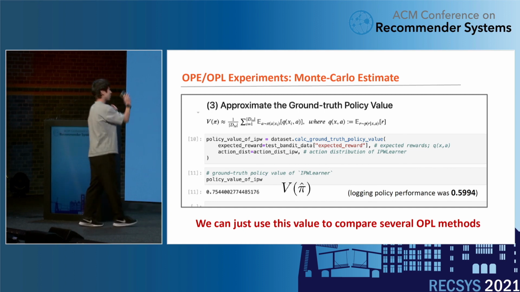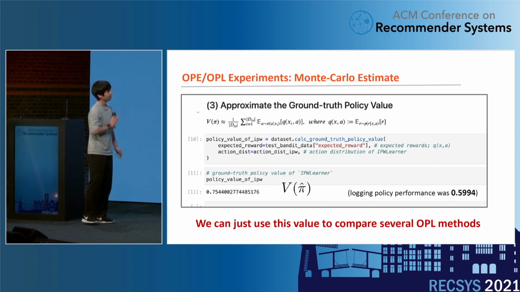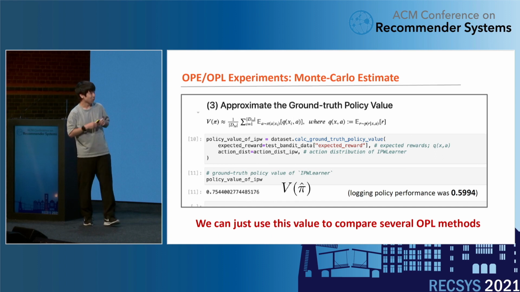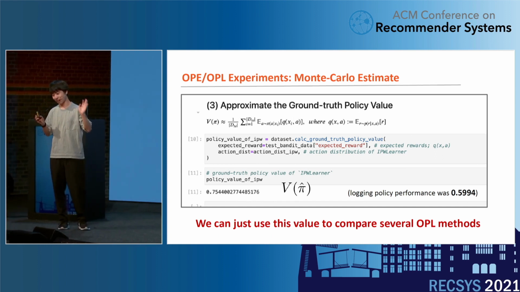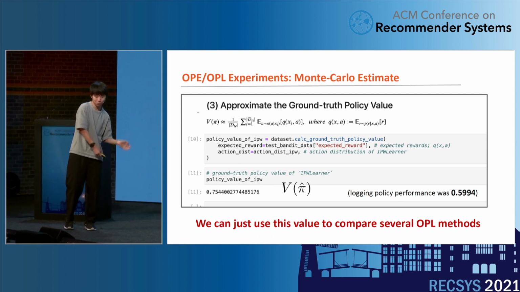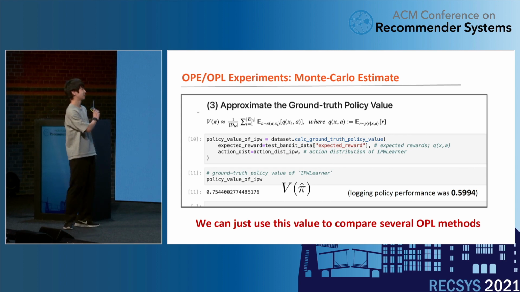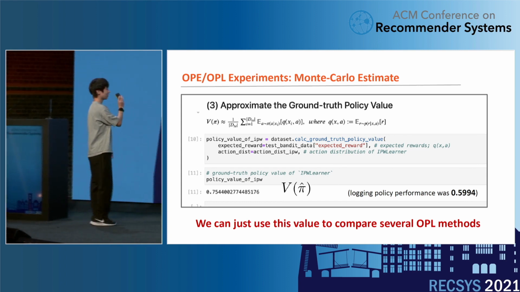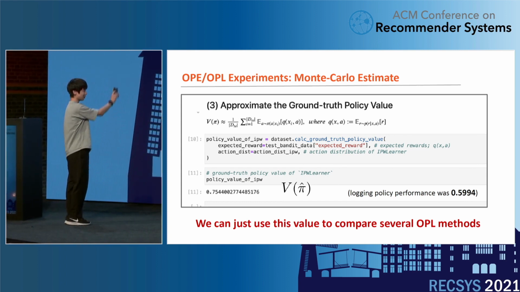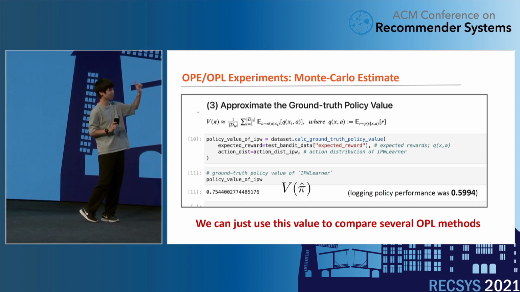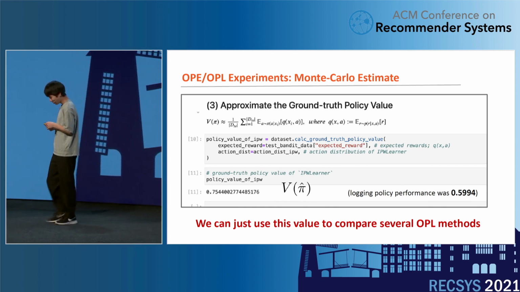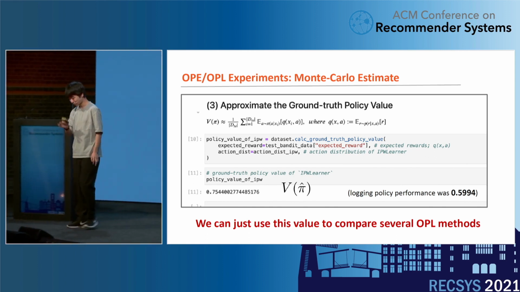Right after that, what we have to do is to very accurately approximate the ground truth policy value of the trained policies. We can do this because we now know the expected reward function, or the data generating distribution of the synthetic data, right? And we can also simplify this process by using the package. The package already supports the calculate ground truth policy value function. And then you can have a very accurate approximation of the trained policy.